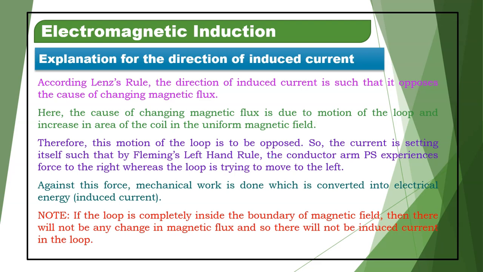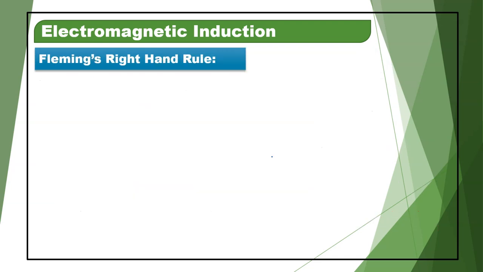Note that against this force mechanical work is done, which is converted into electrical energy. If the loop is completely inside the boundary of the magnetic field, then there will not be any change in the magnetic flux. And so there will not be any induced current in the loop.